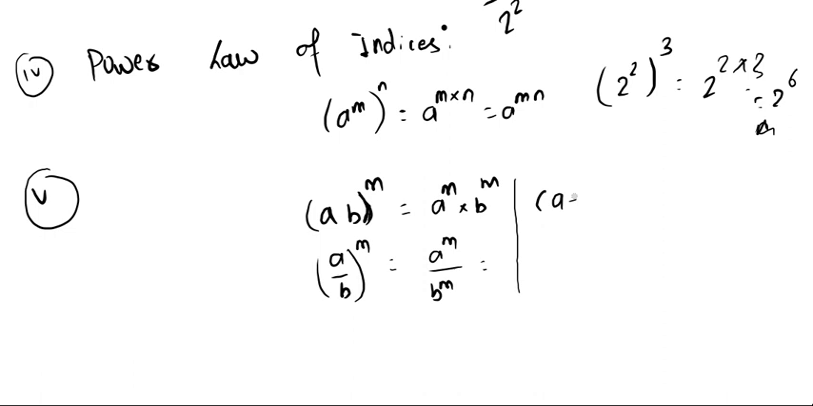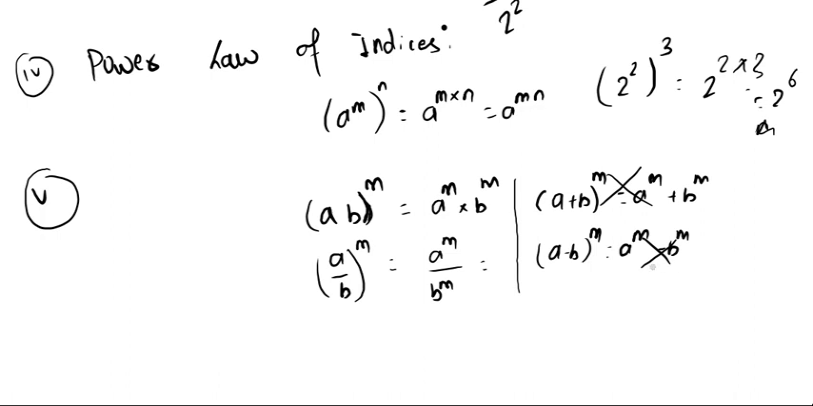For example, if I write a plus b whole power m, then you can't write that m is the power of a also and m is the power of b also. You can't write in this case like this. Okay, this will be totally wrong. This is applicable only when the algebraic terms are in multiplication or in division, not when there is a plus or a minus in between the algebraic terms. If a minus b whole power m is given, you can't write a power m minus b power m. Okay, this will be wrong, right?